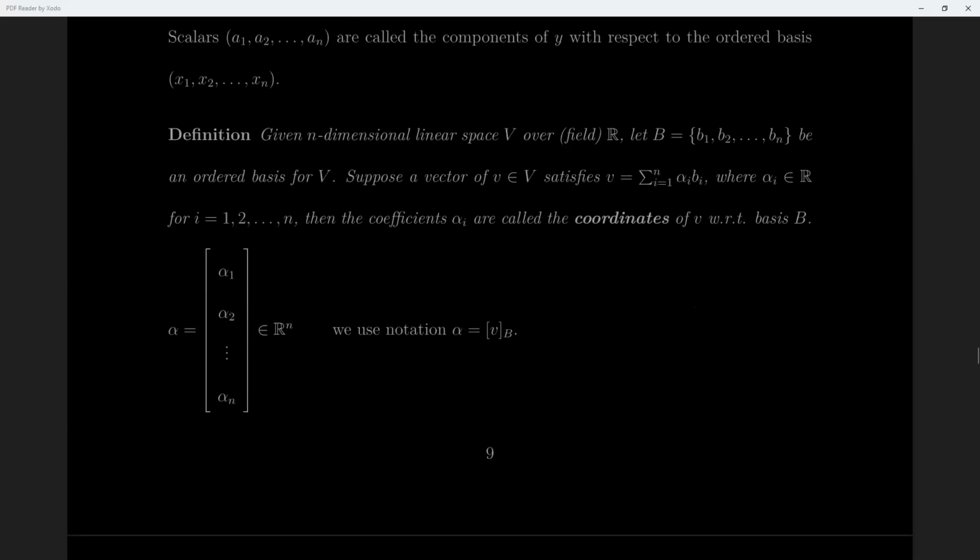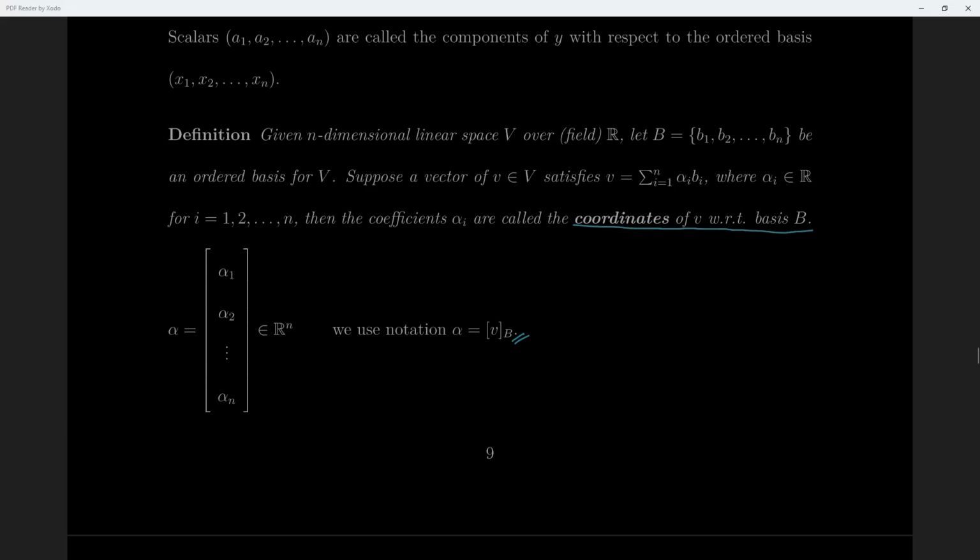So if I can write v as a linear combination of these basis vectors, the sum of alpha i times vi, and if I put all these alpha 1, alpha 2, alpha n into another vector, notice that this is another n-tuple, that gives us the coordinates of the vector v with respect to basis B. And we use the notation: if alpha is defined as follows, alpha is the representation of v with respect to basis B.